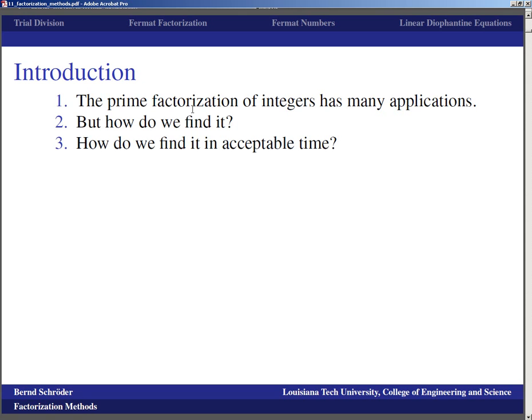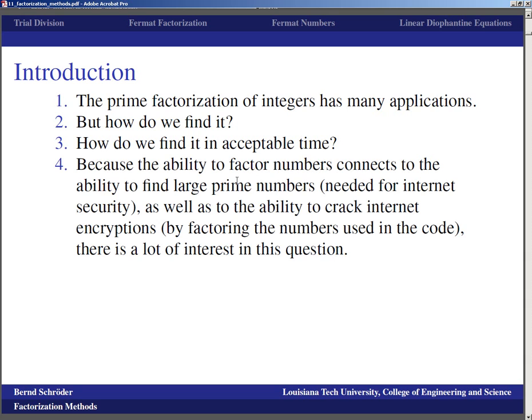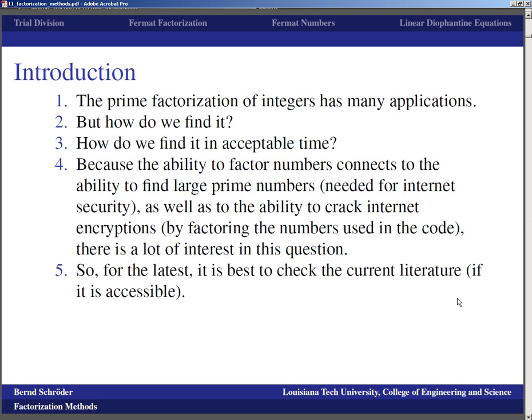Because we're going to see our first stab here, our trial division approach, that will give the prime factorization. It's just going to take forever. And the ability to factor numbers connects to the ability to find large prime numbers, which are needed for internet security, as well as to the ability to crack internet encryptions by factoring the numbers that are used in the code. Because of these considerations, there is a lot of interest in this question: how do you find the prime factorization of a number?